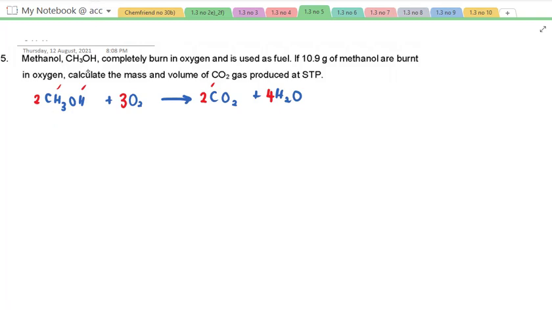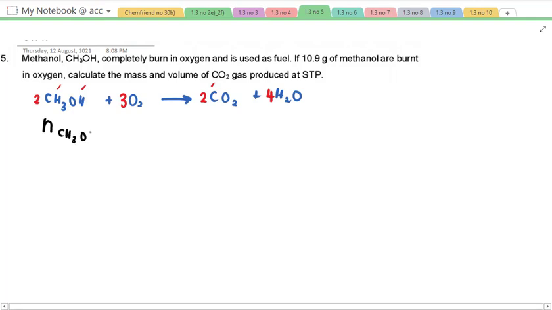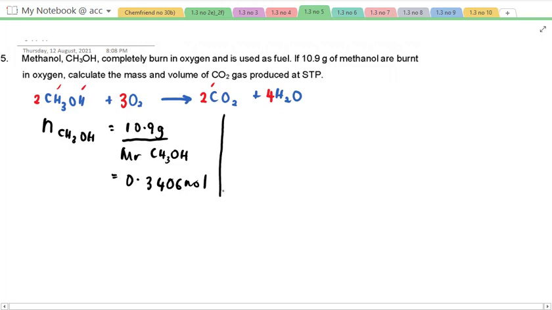Then next is to calculate the mole of methanol. So the mass of methanol given to you is 10.9 gram. Then you have to divide by the molar mass of methanol, of course. Okay, so the answer for the mole of methanol is 0.3406 mole.